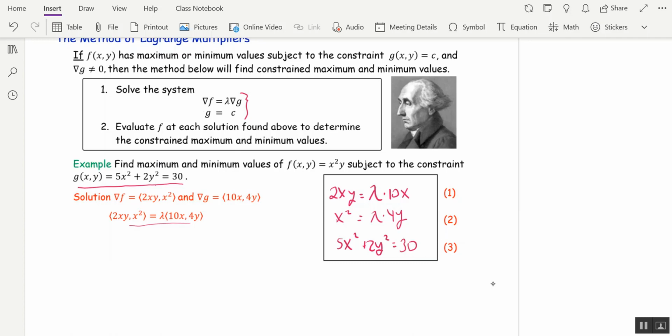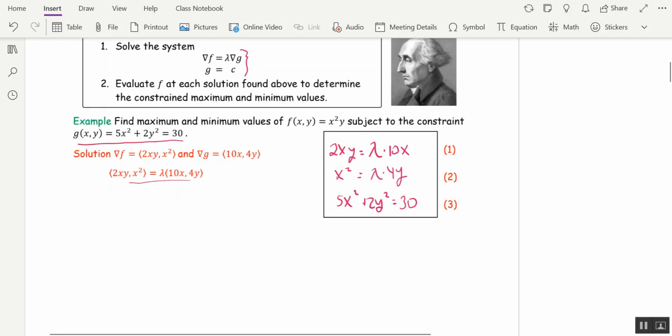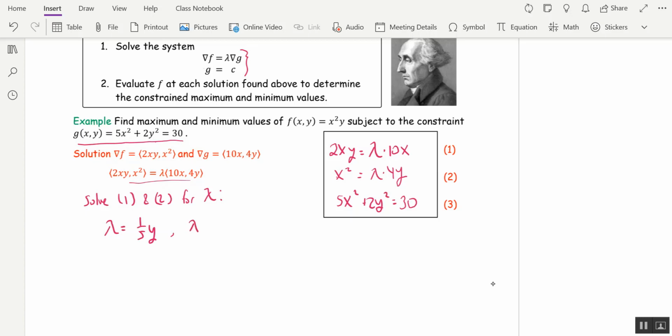Okay, the tricky thing about Lagrange multipliers is that you typically end up solving a system that is not linear, as we have here. So my go-to method is to solve 1 and 2 for lambda. If I solve equation 1 for lambda, I get lambda equals y over 5. And if I solve equation 2 for lambda, I get lambda is x squared over 4y. Now I'm going to set lambda equal to lambda. That gives me y over 5 is x squared over 4y. Cross multiply, I get 4y squared equals 5x squared.